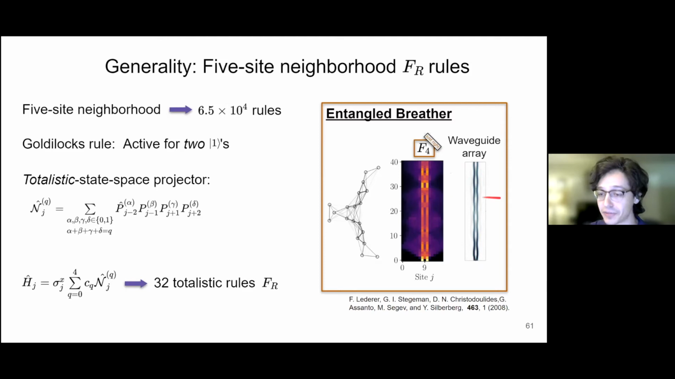And the visual similarity between these has led us to call this system, the 5-site Goldilocks rule, the entangled breather, which is a very interesting system. And we have lots of ongoing work studying just this breather itself and building out that analogy between the discrete wave theory.